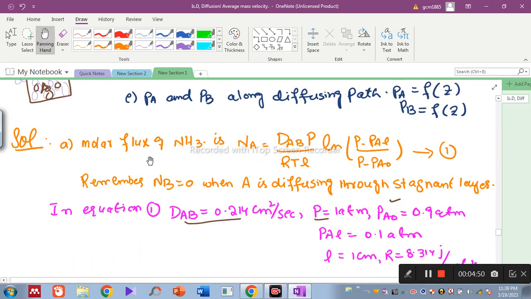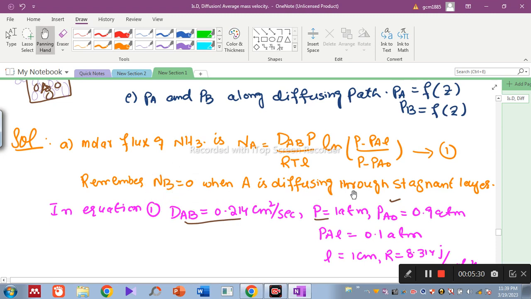So, solution: the molar flux of ammonia is this one. This equation is obtained from diffusion of component A through non-diffusing component B. Here DAB, the diffusivity of ammonia in air, is given to us. P is the total pressure, R is the universal gas constant, T is the temperature, 25 degrees centigrade, and L is the diffusion path. This is the natural log of (P minus PAL) over (P minus PA0). So remember, when diffusion of component A is through non-diffusing component B, component B is non-diffusing, so the flux of component B will be 0.